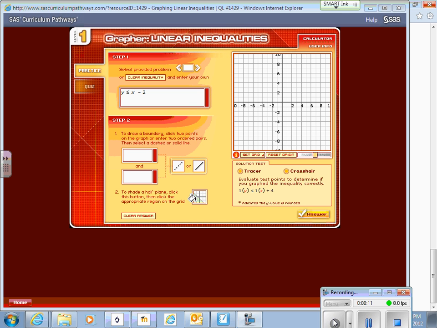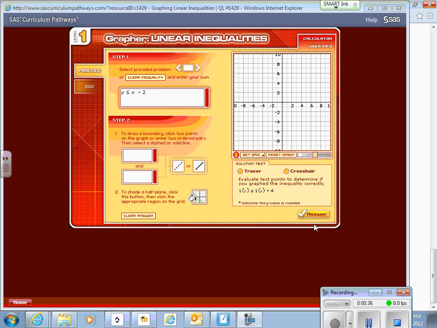After you have selected graphing linear inequalities, you'll come to this page, do some practice problems, and then you'll do 1 through 5 on the practice, 1 through 5 on the quiz, and then print the answer page for the 5 on the quiz. Make sure you have 5 correct before you hand it in.